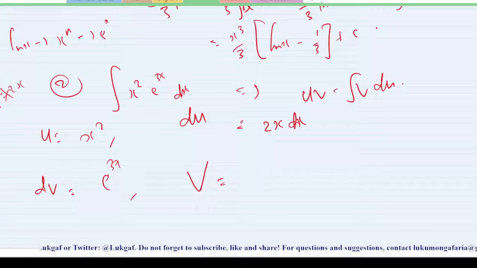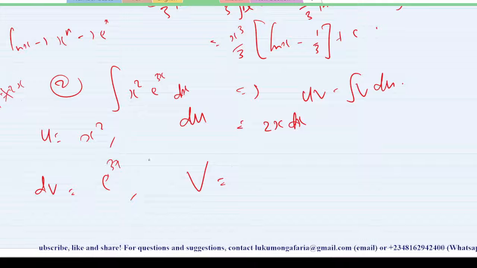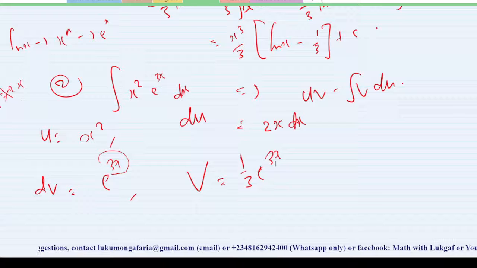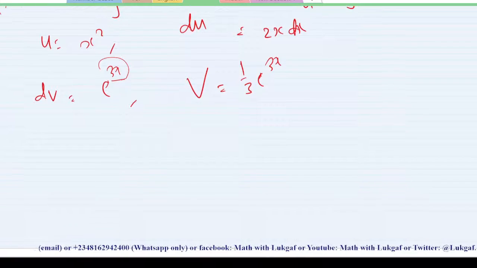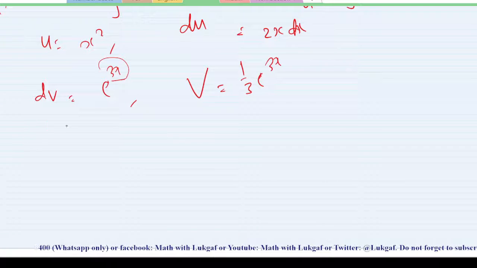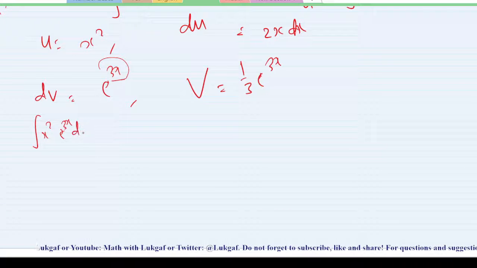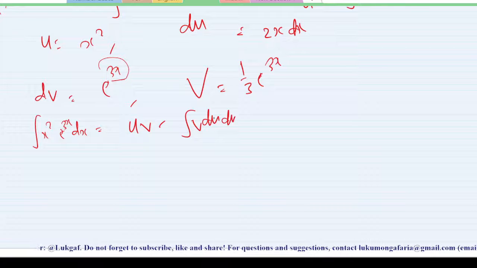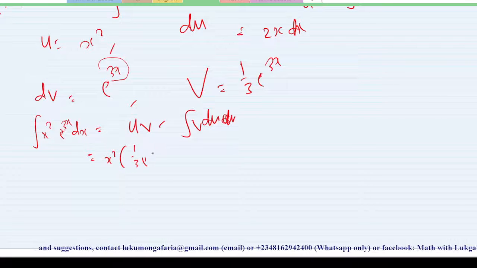And don't forget, you integrate this to get v, so that will give me 1 over 3 e raised to the power 3x. If you've forgotten the integral, refer back to your standard integrals. Now if you substitute that, I have the integral of x squared e raised to the power 3x dx. You know the formula is uv minus the integral of v du. So then u is x squared, right, and my v is 1 over 3 e raised to the power 3x.